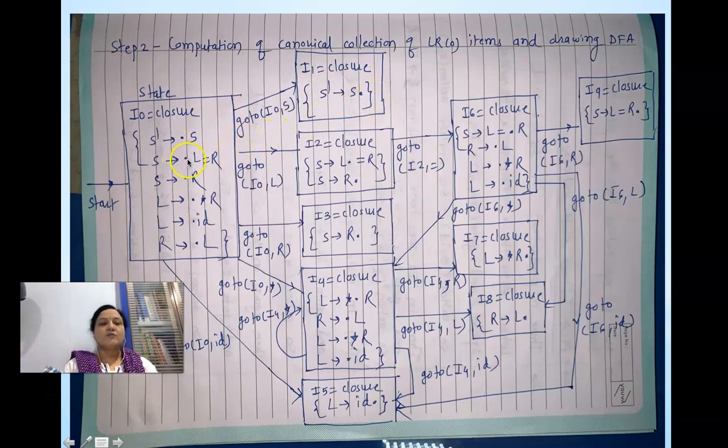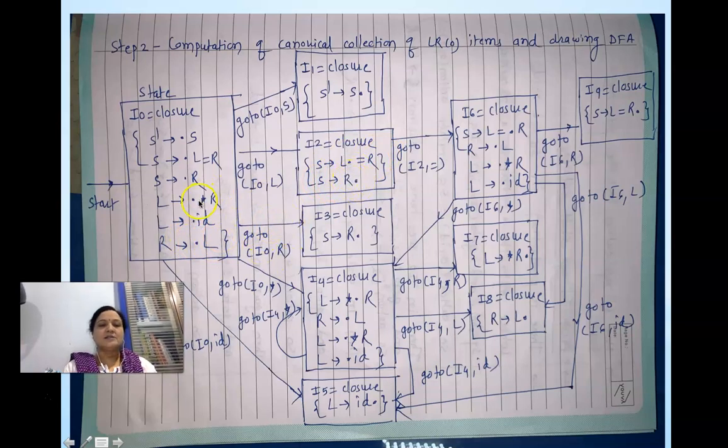Now for I2 we are shifting the dot after L. So we are going to get go to I0 comma L. That is I2 is equal to closure of S tends to L dot, the dot will get shifted after L is equal to R. Now here after the dot, equal to is there, which is a terminal. So I cannot further expand here. And this has to be, as I told you, a writing mistake here, this has to be R tends to L because we are taking the transition on L, not on R.